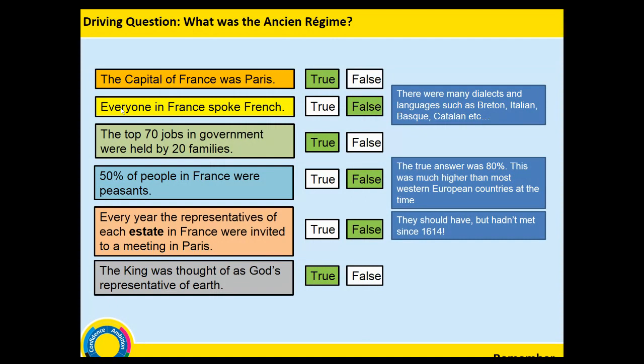Although this meeting of the estates' representatives was supposed to meet, it hadn't for nearly 200 years. This meant that only the most important people in France had a say in the law.